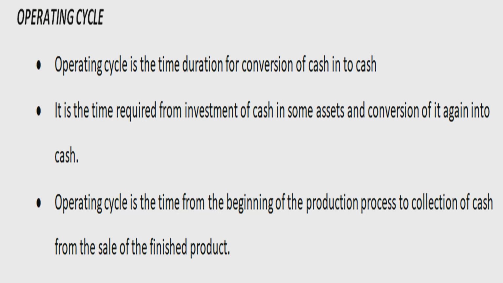First, operating cycle. What is meant by operating cycle? Operating cycle is the time duration for conversion of cash into cash. So, it is the time required from investment of cash in some asset and conversion of it again into cash. This is known as operating cycle. In other words, we can also say operating cycle is the time from the beginning of the production process to collection of the cash from the sale of the finished product. This is known as operating cycle.